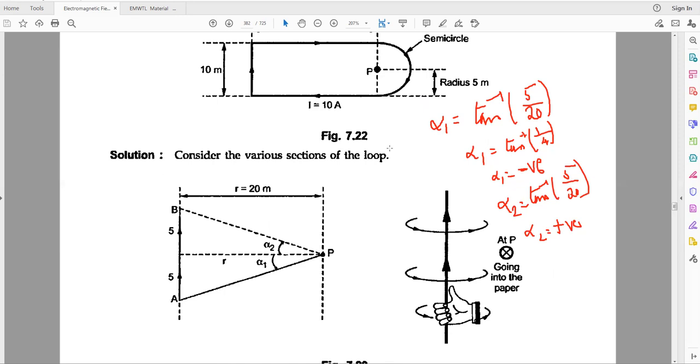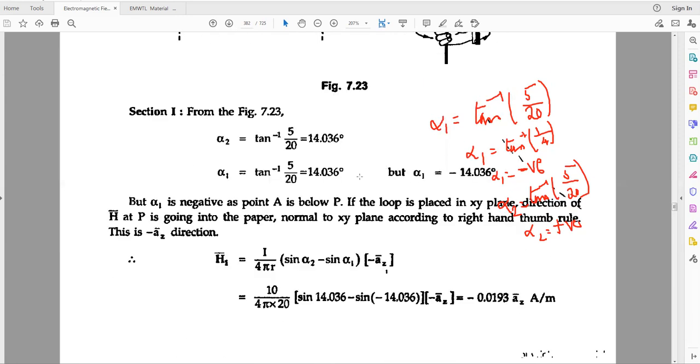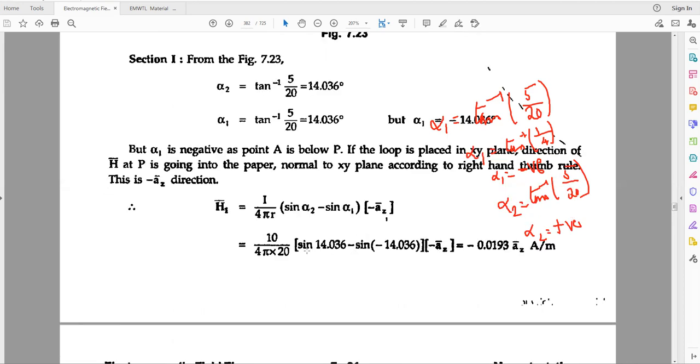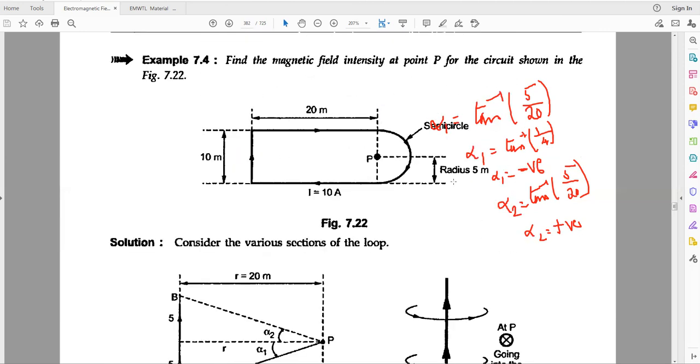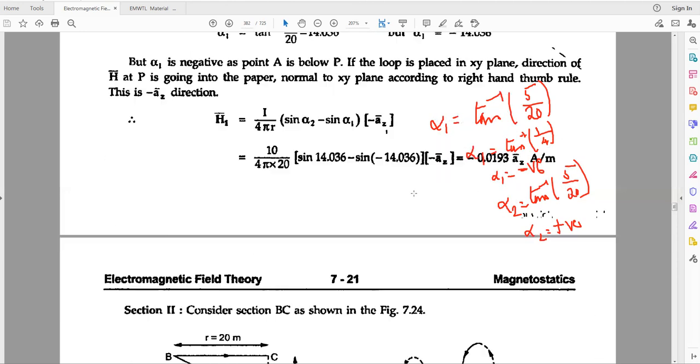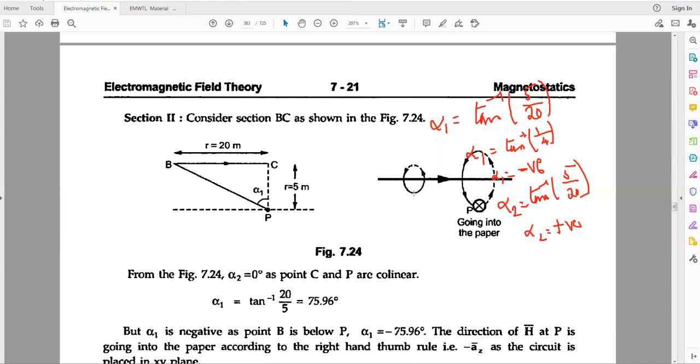Okay, because it is the semicircle, by the right hand thumb rule we get the minus z bar direction. Sine of 14.036, and sine of minus theta is minus sine theta, so you will get the plus. And the AZ bar minus term is there, so the minus 0.0193 AZ. Okay, and the R, the radius given is 20 meters totally. Got it?